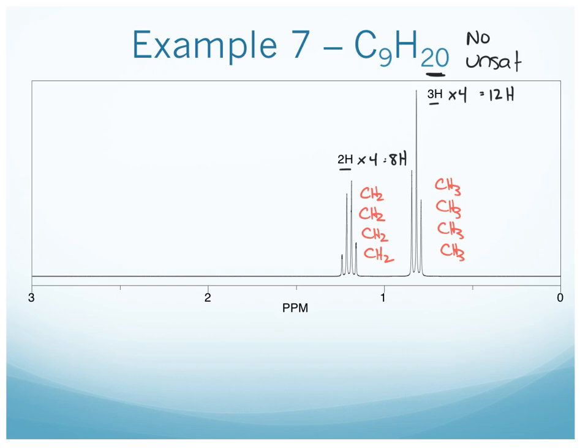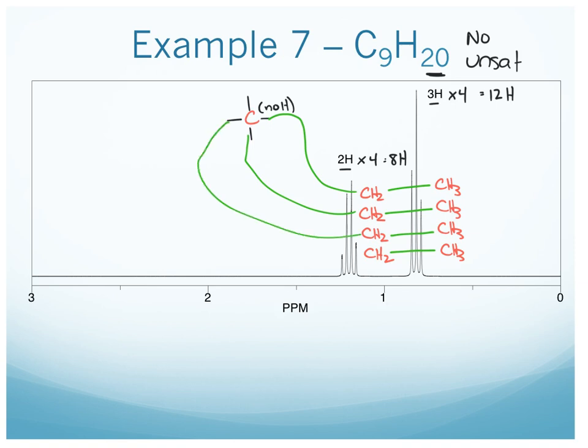So there must also be a carbon with no hydrogen attached. So what this actually ends up being, each of these are connected, and it's just 4 equivalent ethyl groups. And then those ethyl groups are all attached to this carbon. So then we get this tetraethyl methane.